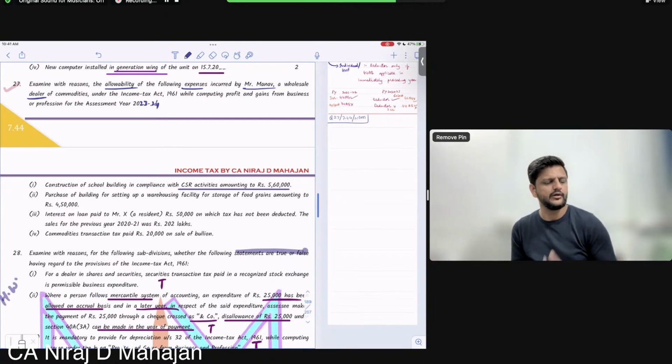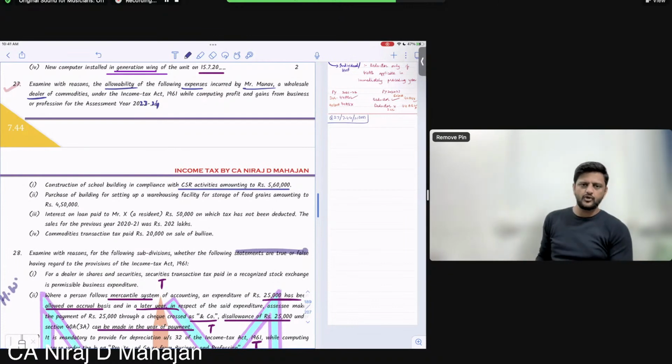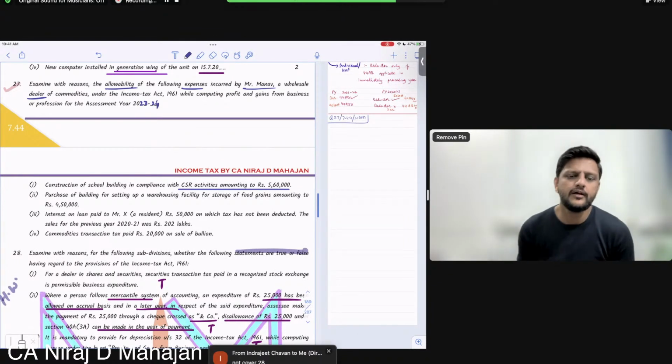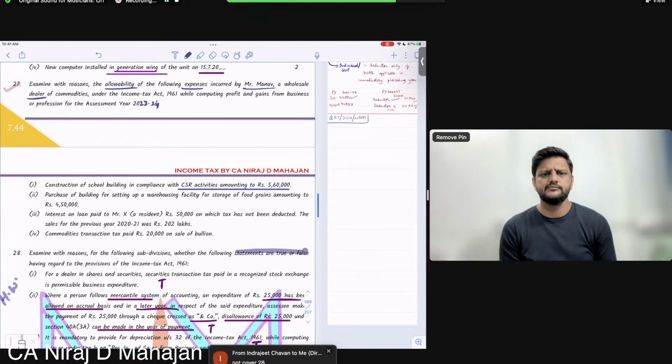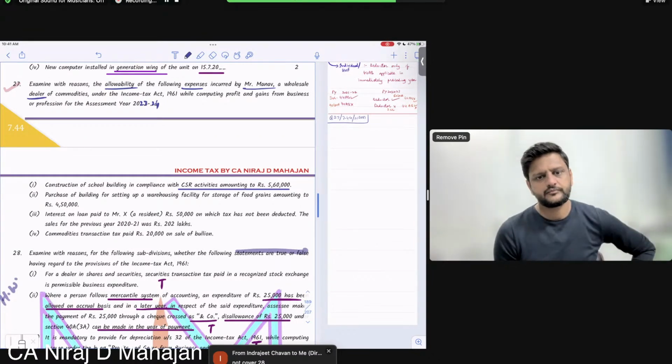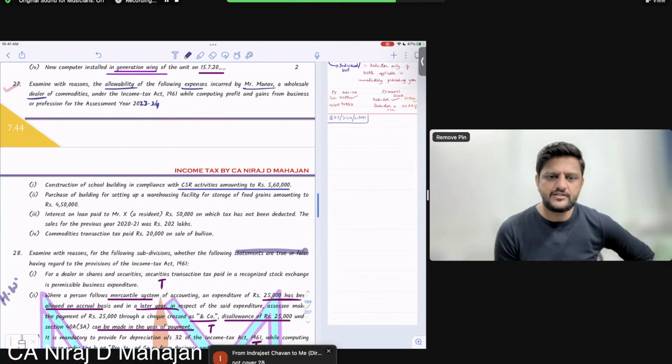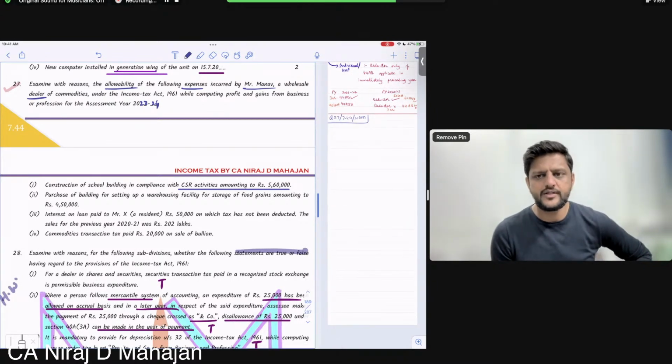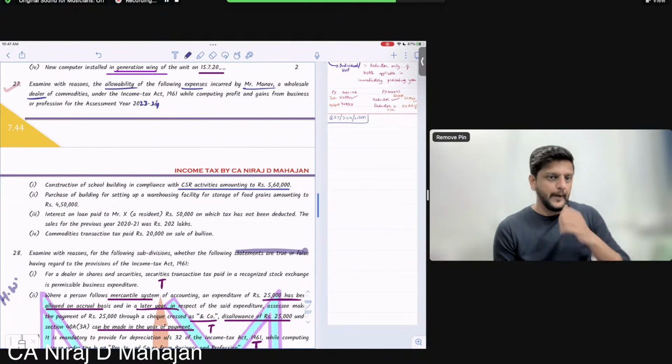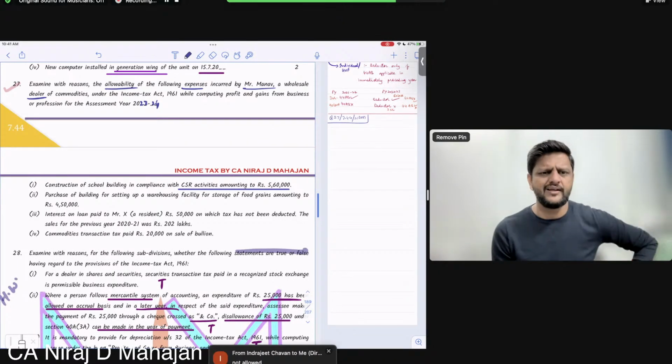In fact, this question is wrong, or this concept is wrong in the question. Anyways, we were talking of expenditure, not income. Are the following expenses allowed or not? What is the expenditure? He is contributing towards construction of the school building.